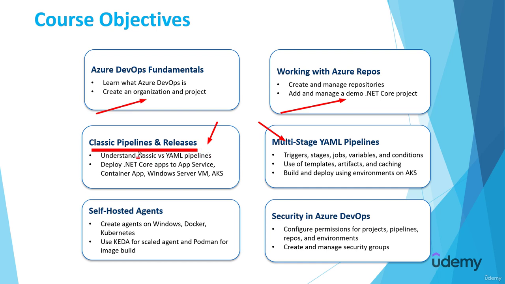After building and testing the .NET Core project with a classic pipeline, we'll start making a release. This release will deploy the .NET Core project to different environments. We will deploy it on Container App Service on Azure, on a Windows Server VM, and on the AKS cluster. Also, we will deploy it on Azure App Service.